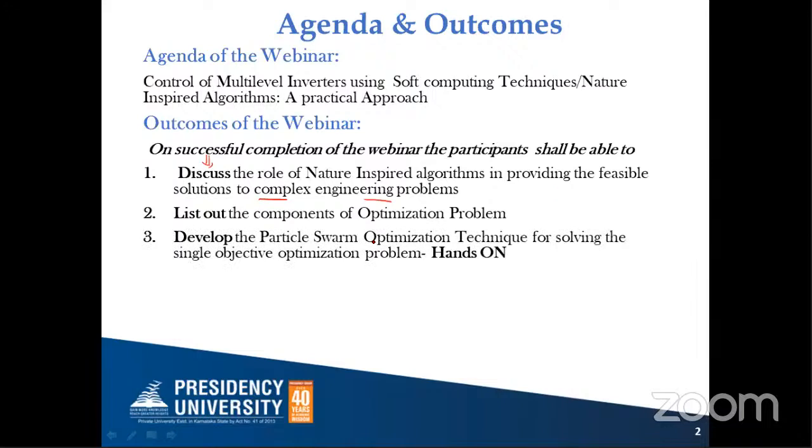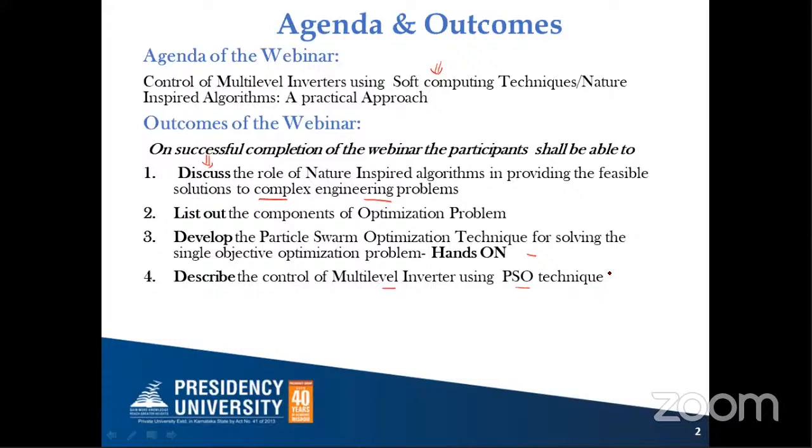Next, we will take one nature-inspired or soft computing algorithm, the particle swarm optimization technique, for solving a single objective optimization problem. We will take some simple problem, let us say solving a simple equation, and see how we can implement particle swarm optimization to find the feasible solution. The next one is being able to describe the control of a multi-level inverter using the particle swarm optimization technique. That means by using this soft computing technique, we will see how we can control a multi-level inverter.